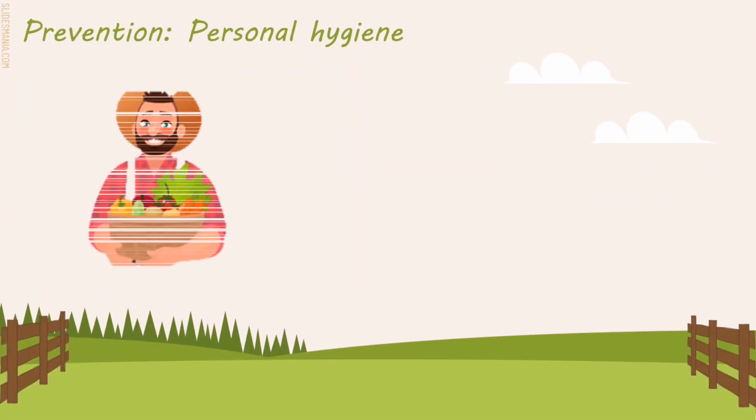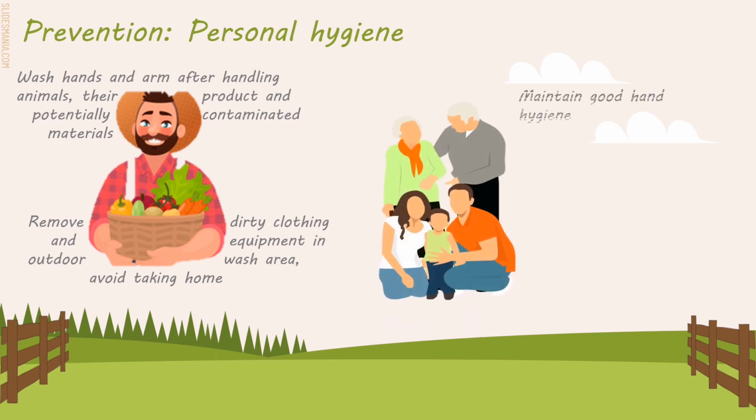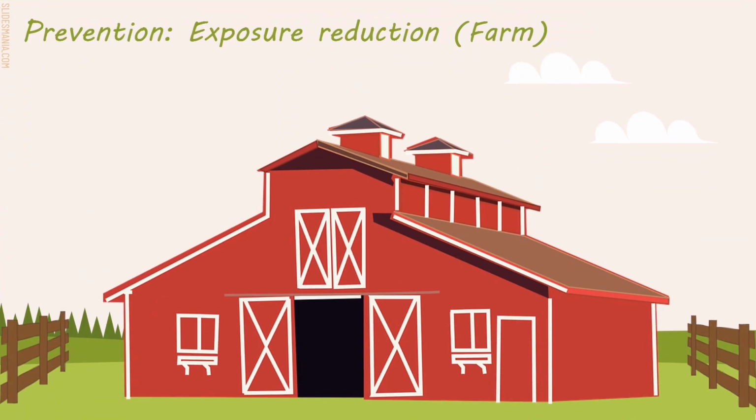Then it is important to maintain the personal hygiene of farm workers and the general population. Farm workers should thoroughly wash their hands and arms after handling animals and their products. Remove dirty clothing and equipment in an outdoor wash area and avoid taking them home. The general population should have the good habit of maintaining good hand hygiene and avoiding contact with farm animals or wild animals. They should not consume dairy products before they are pasteurized.